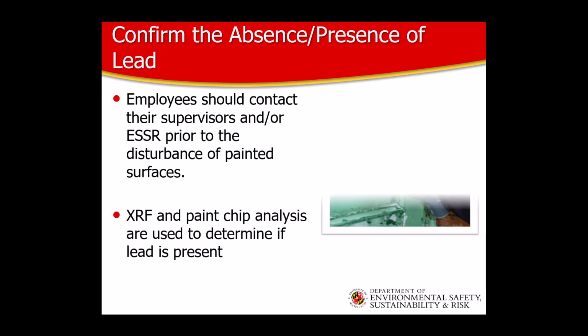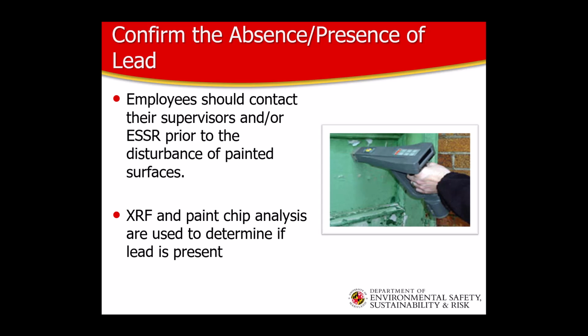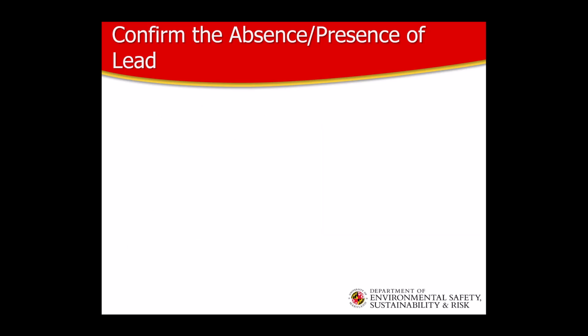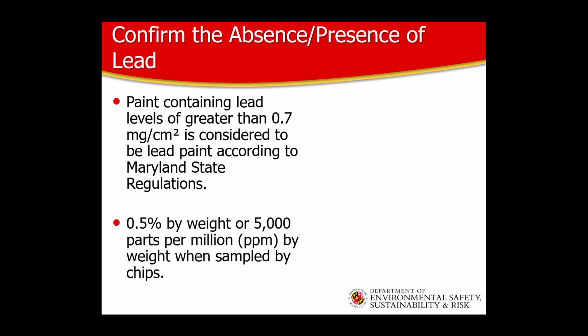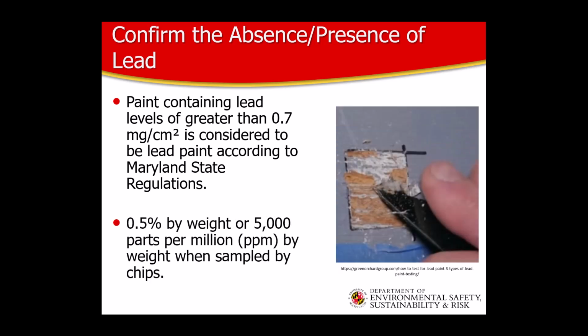An XRF analyzer can be used to determine if lead is present in or on a surface, or paint chip analysis can be done at a laboratory. For XRF analysis, paint containing lead levels of more than 0.7 milligrams per square centimeter is considered to be lead paint according to Maryland state regulations. When paint chip analysis is done, paint containing lead levels of 0.5% or more by weight, also reported as 5,000 parts per million, is considered to be lead paint.